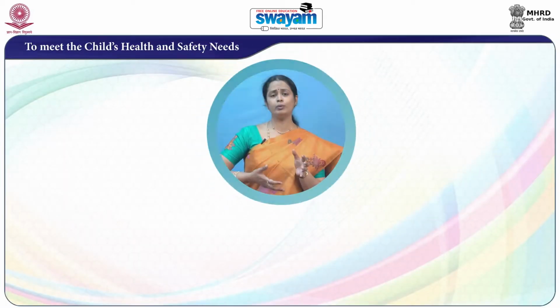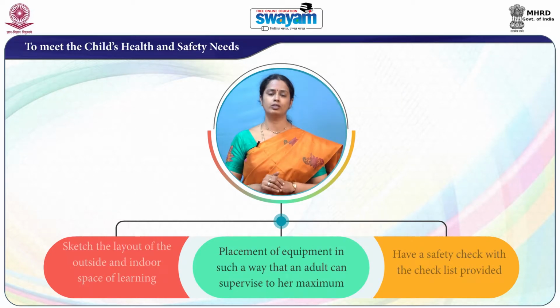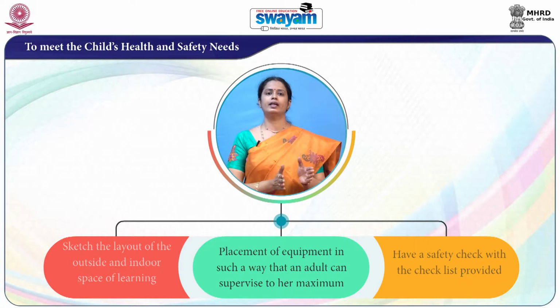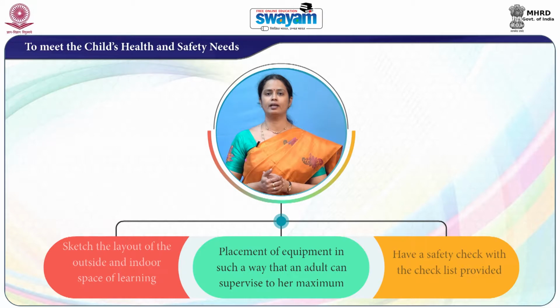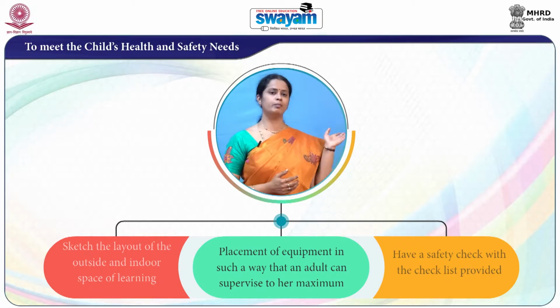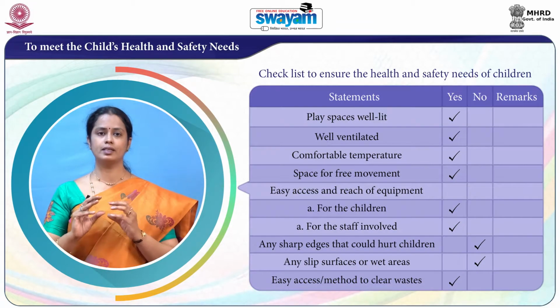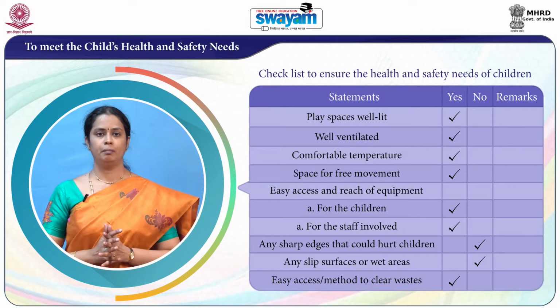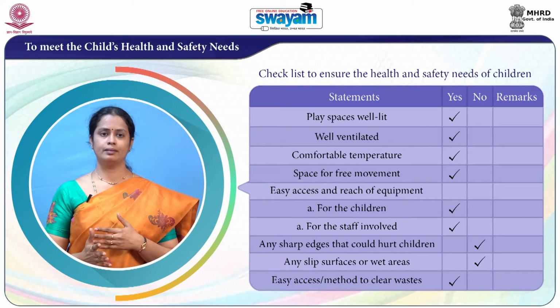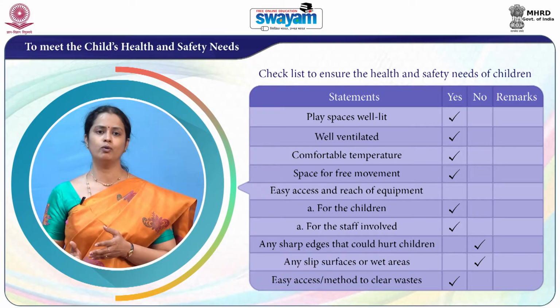Now let us see how to improve on this objective. Sketch the layout of the outside and the indoor space of learning. Place equipment in such a way that an adult can supervise to the maximum. Have a safety check with the checklist that is being provided to you. Now, the checklist is to check whether certain statements are appropriately met: play spaces well lit, well ventilated, comfortable temperature, space for free movement, etc.